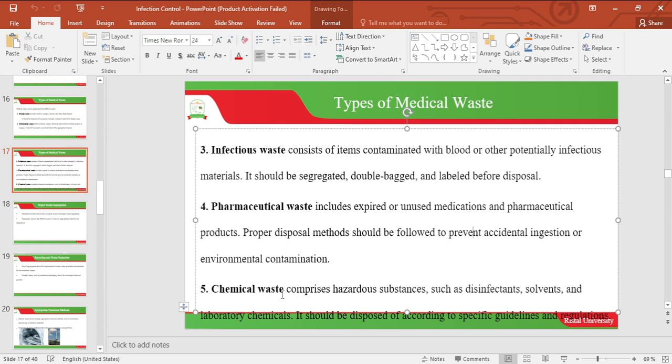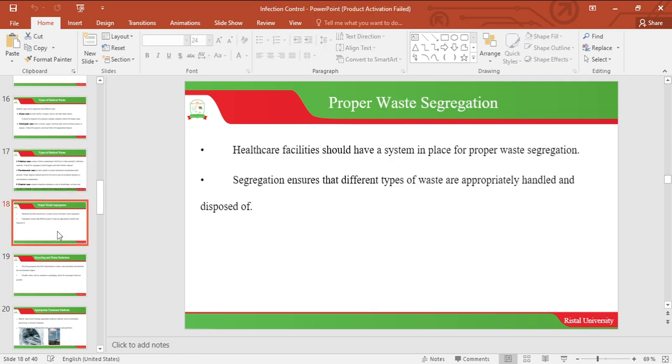Number 5, we have chemical waste. Chemical waste is made of hazardous substances. These substances can include disinfectants, solvents, and laboratory chemicals. So chemical waste should be disposed of according to specific guidelines and regulations of the hospital or the clinic or the PHCC.